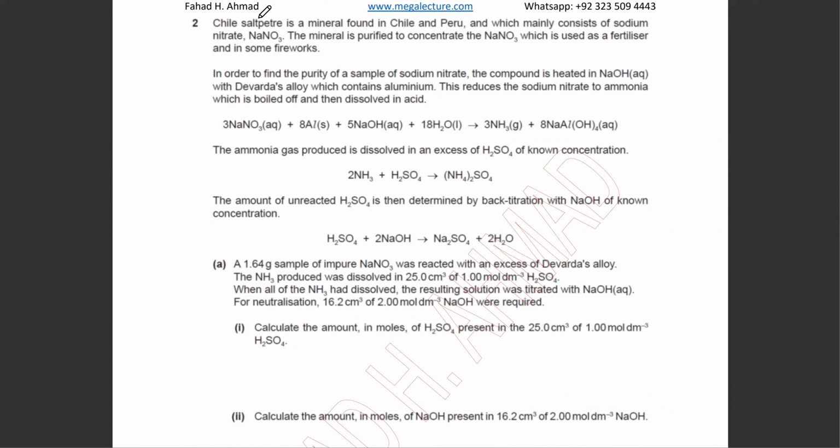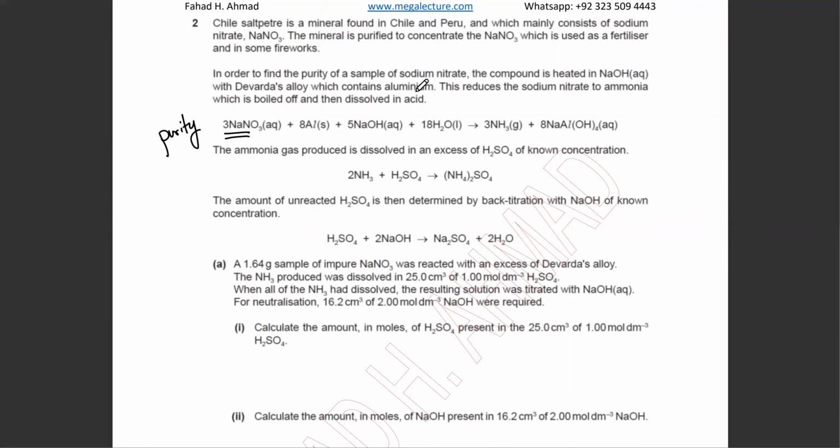So there's chili salt, a mineral found in Chile and Peru, which mainly consists of sodium nitrate. The mineral is purified to concentrate the sodium nitrate, which is used as a fertilizer in some fireworks. In order to find the purity of the sample of sodium nitrate, so this is what you're doing. Sodium nitrate purity, right? We need to find that.